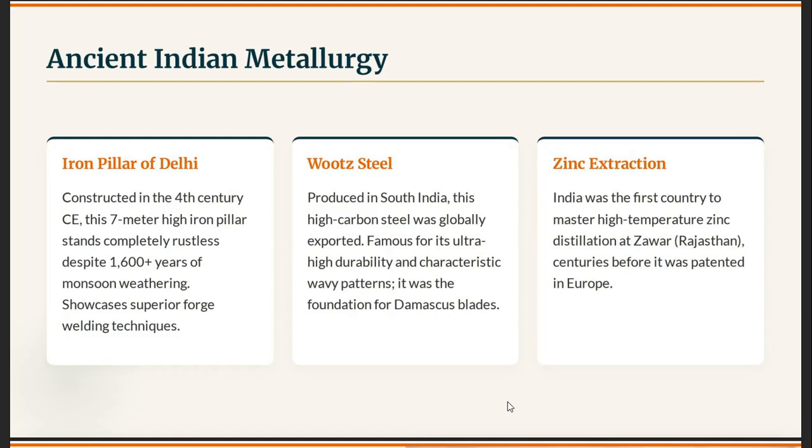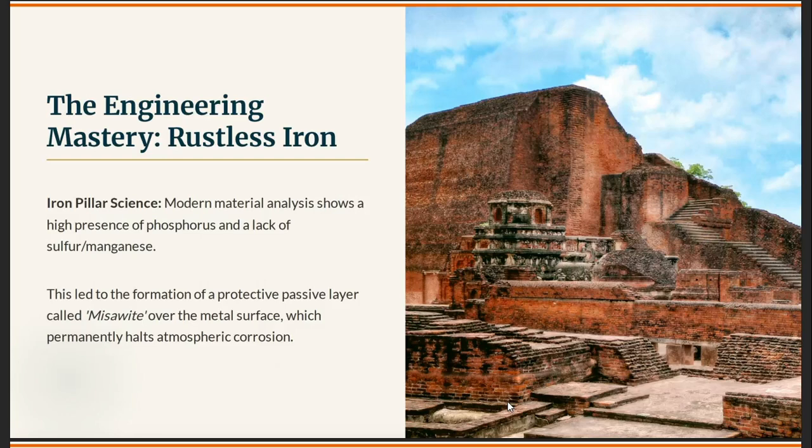Ancient Indian metallurgy. So, the iron pillar of Delhi: the 7-meter high iron pillar stands completely rustless despite 1600 years of monsoon weathering, showcasing superior forge welding techniques. Wootz steel produced in South India, this high carbon steel was globally exported, famous for its ultra high durability and characteristic wavy patterns. It was the foundation of Damascus blades. Zinc extraction: India was the first country to master high temperature zinc distillation at Rajasthan centuries before it was patented in Europe. The engineering mastery, a rustless iron.